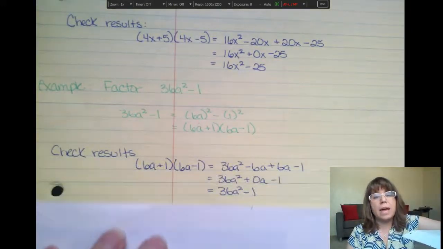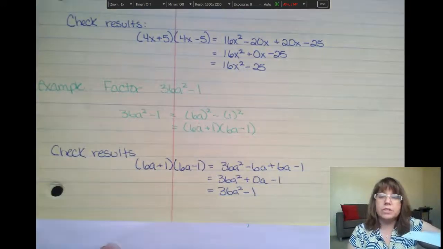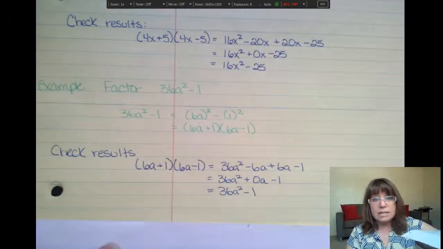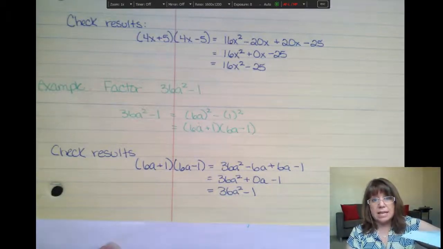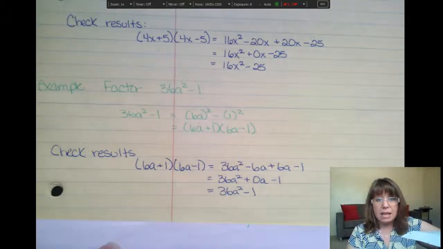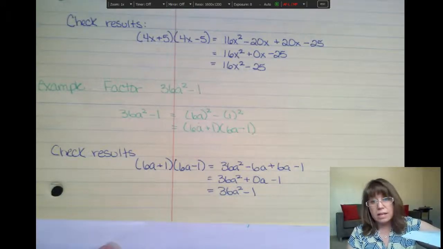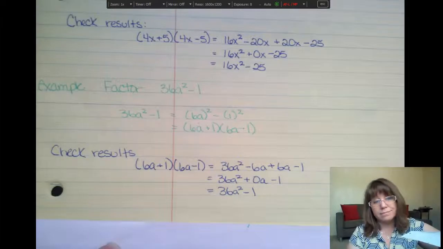Again, if we want to go back and check our results, all we need to do is FOIL. 6a times 6a is 36a squared. 6a times negative 1 is negative 6a. 1 times 6a is positive 6a. And positive 1 times negative 1 is negative 1. The 6a's drop out, leaving us with 36a squared minus 1.